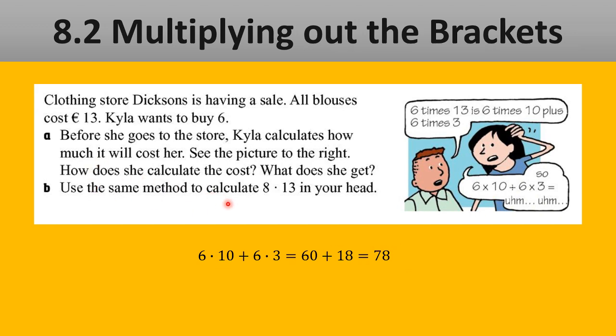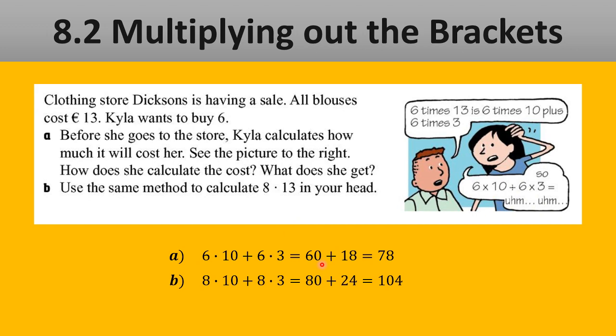Use the same method to calculate 8 times 13 in your head. So what would you do? Well, you split that 13 up again, right? I would do 8 times 10 and 8 times 3 and then add them up. 8 times 10 is 80, 8 times 3 is 24. Adding them up will give me 104. Okay, what does this have to do with multiplying out the brackets? What even is multiplying out the brackets? I don't know yet, but this is something that you can use to understand how this works later on.